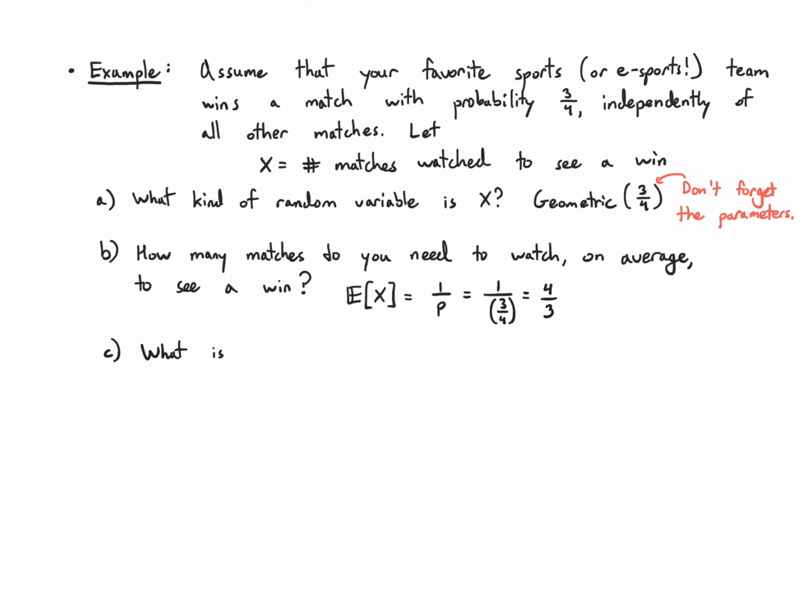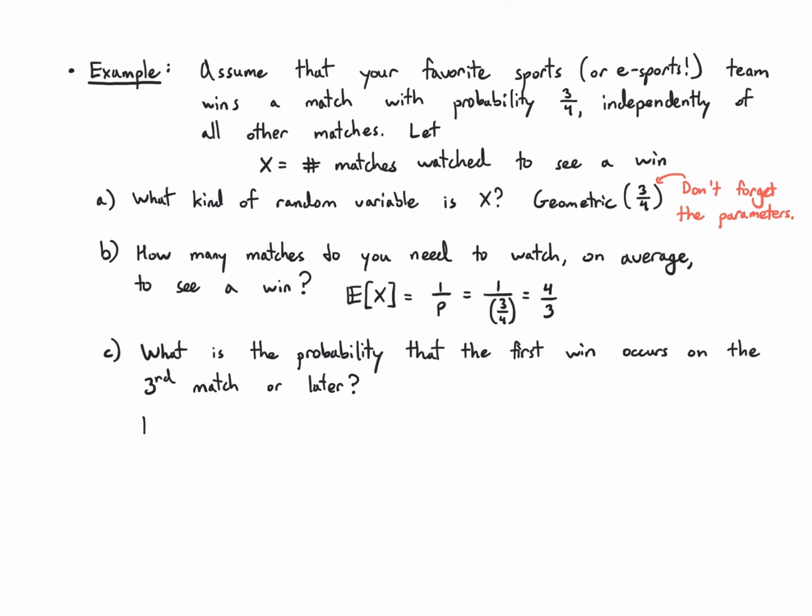What's the probability that the first win that I see, looking at this random variable X, only occurs on the third match or later? The first 2 games are losses. So that's the probability that X is greater than or equal to 3. The first thing I had to do was translate this statement in words into a mathematical statement. The first win occurring on the third or later is just the event that X is greater than or equal to 3. And I know that I can just add up the PMF values from 3 up to infinity.